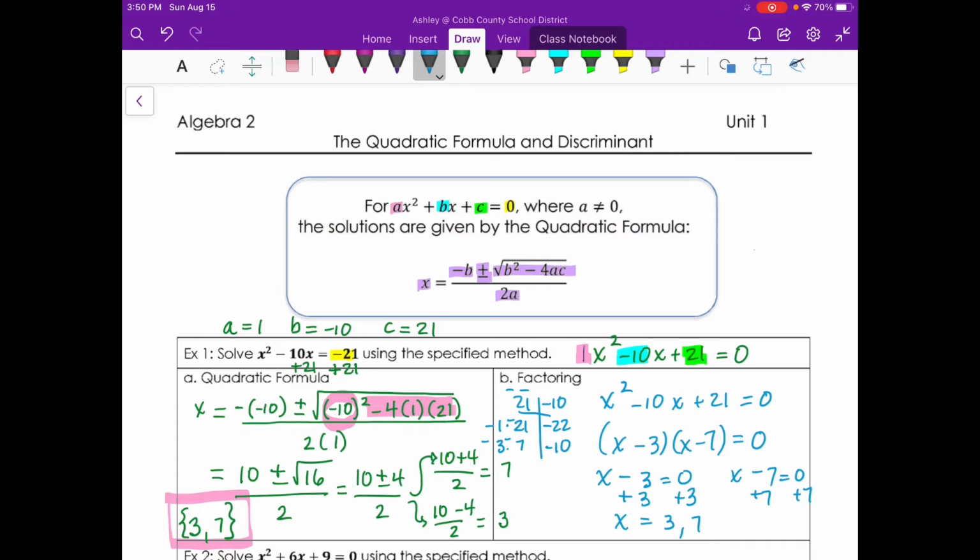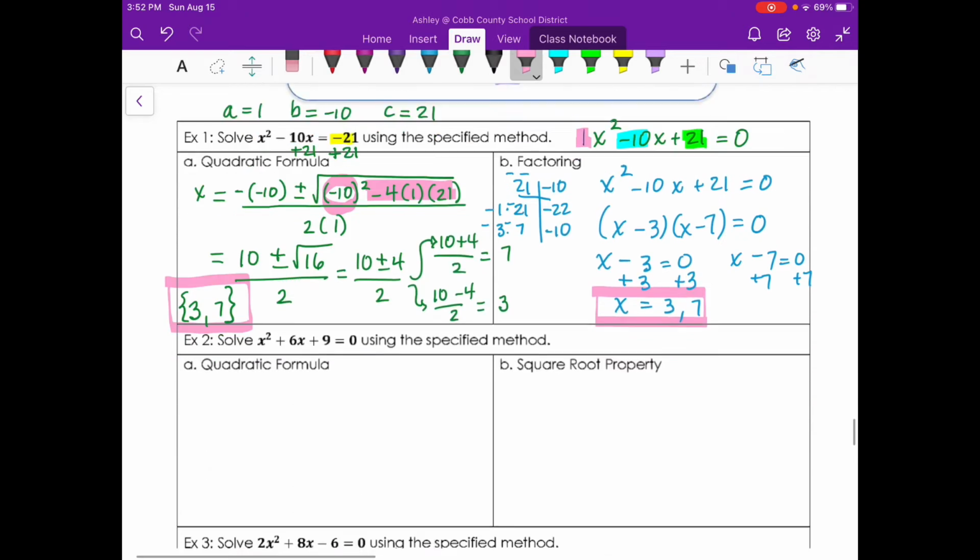So if you were given a choice between factoring or using the quadratic formula, you could choose whichever one seemed easier. But this just shows you that even when you could have factored the problem, the quadratic formula will yield the same result. Now let's look at example 2.